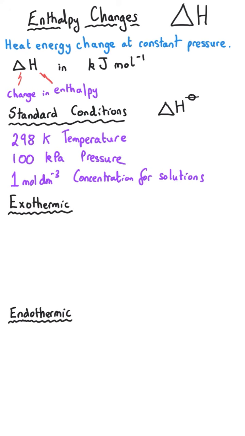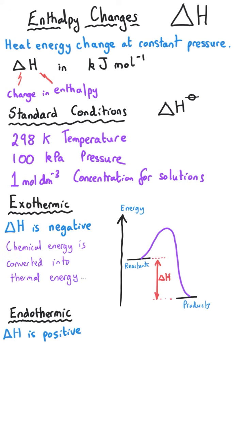In an exothermic reaction, the enthalpy change has a negative value, and that's because chemical energy from the reactants has been converted into thermal energy from the surroundings. And so from the point of view of the reactants, the chemicals, they have lost energy. That chemical energy is converted into thermal energy, and so the temperature goes up.